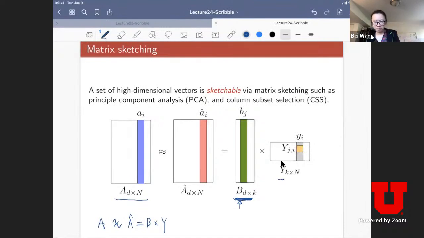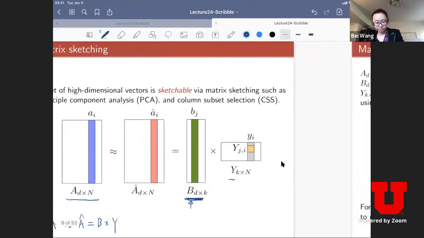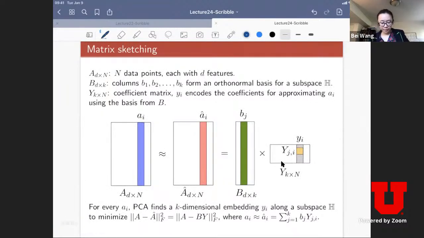Okay, so moving on. Because we know how to do matrix sketching, meaning that I'm going to find a matrix A hat that approximates matrix A, such that A hat can be factored into a matrix multiplication of what I call the B matrix and the Y matrix. The B matrix gives rise to my basis, where each column gives me a basis vector. The Y matrix gives me the coefficients. So this is exactly what PCA does.